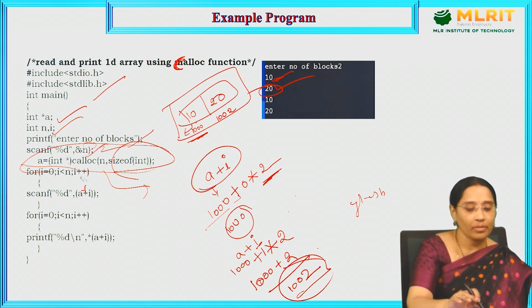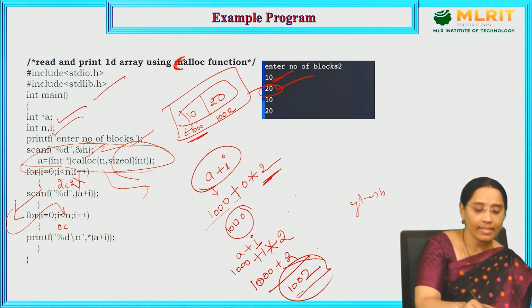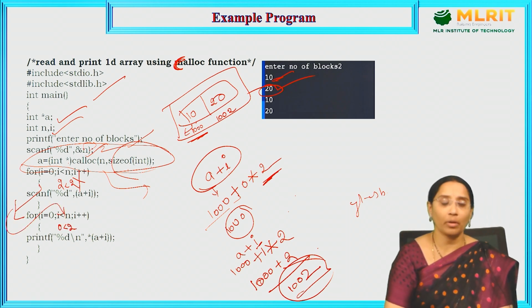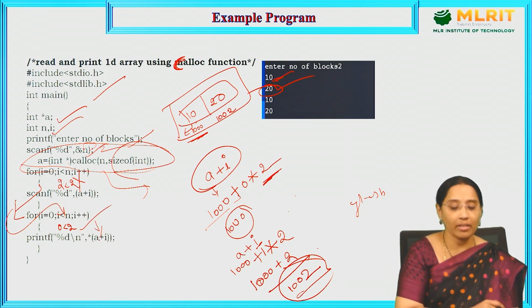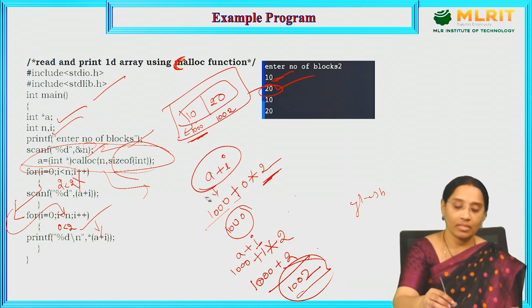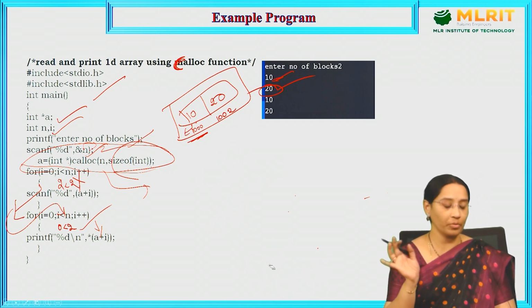Now i plus plus, i becomes 2. 2 less than 2, condition false. Control will exit from this for loop. Now it will come here. 0 less than 2, n value is 2 only. 0 less than 2, condition true. Now control will enter inside the loop. Here we have written the printf statement, to print whatever values we have given as input.